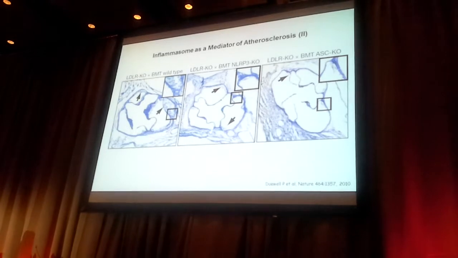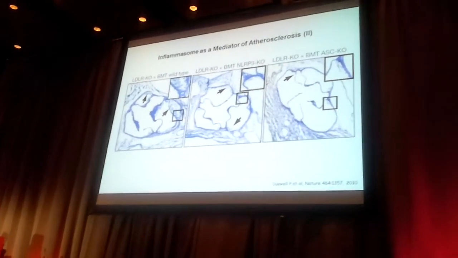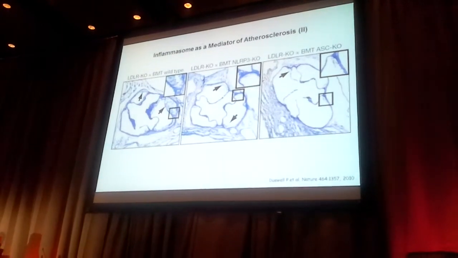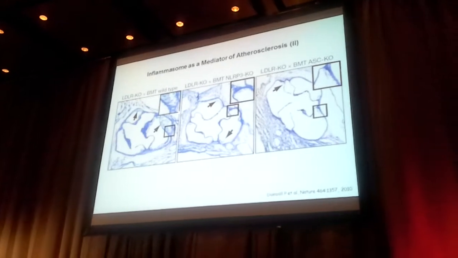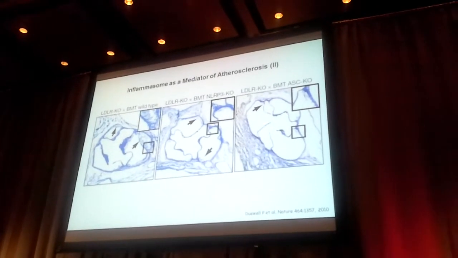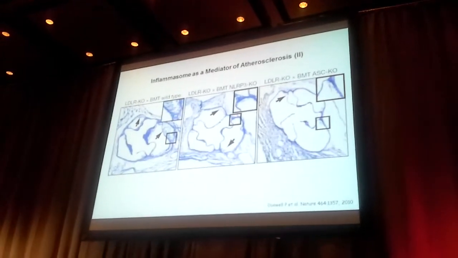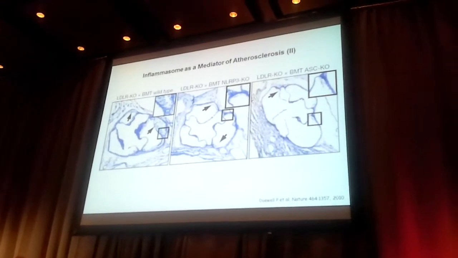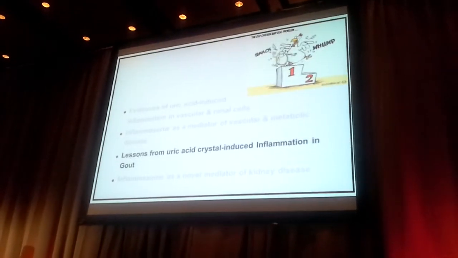This slide shows the pathology. You can recognize there is a much improved atherosclerotic lesion. It is Giemsa staining of the aortic sinus, and compared to control, in the NLRP3 and ASC knockout mice there is a decreased atherosclerotic lesion. And again, this NLRP3-mediated inflammation may play a role in the development of vascular disease too.